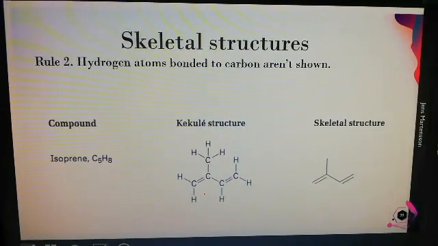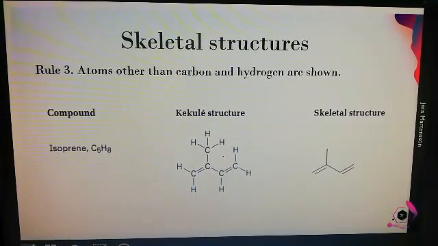So rule number 2, because carbon always has a valence of 4, so meron siyang valence electrons na 4, we mentally supply the correct number of hydrogen atoms for each carbon. So hydrogen atoms bonded to carbon aren't shown. So we take the isopropene again as our example. Dito, may carbon dyan, and then it's automatically known na may hydrogen na naka-attach sa kanya. Okay, so depende kung ilan yung free valence electrons ng ating carbon.